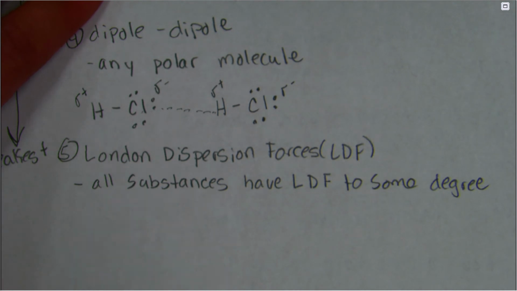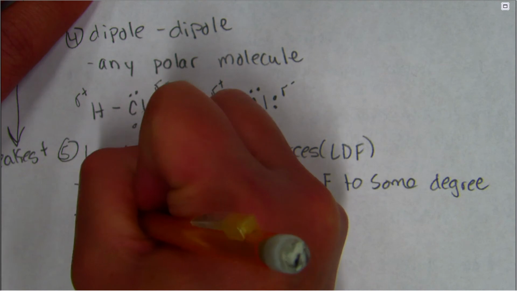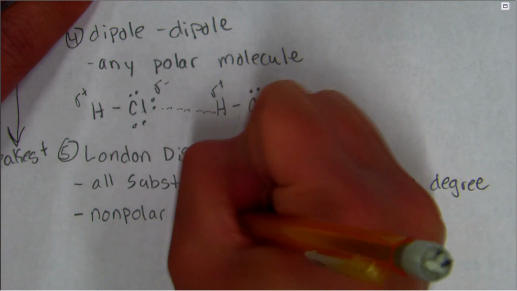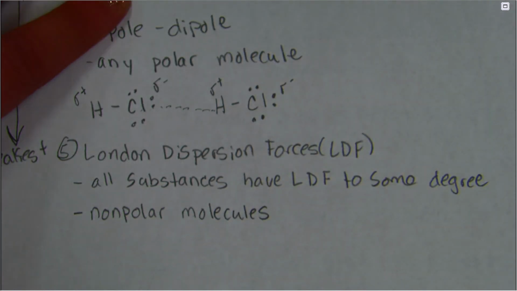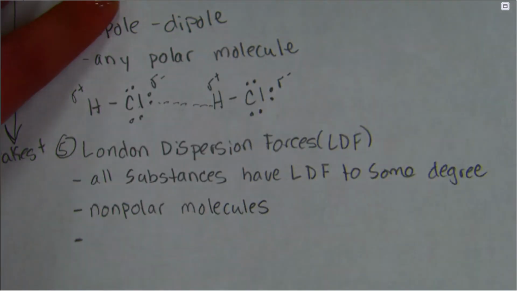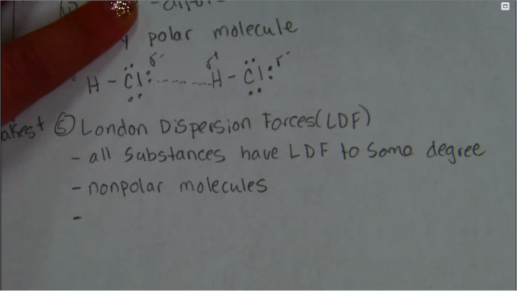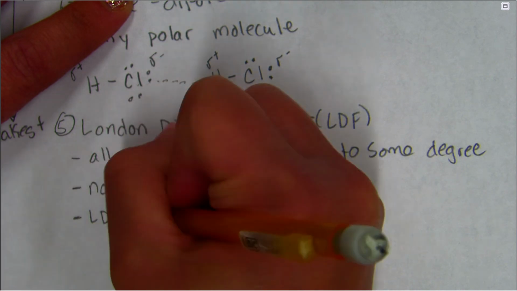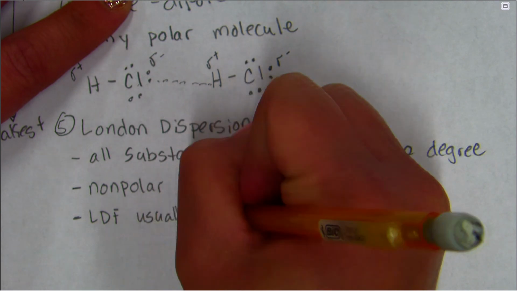Nonpolar molecules have London dispersion forces. So if it is nonpolar, we're going to give it a London dispersion. Now, London dispersion forces usually increase as molar mass increases. And the key word here is usually, because the only rule in chemistry is there are no rules.